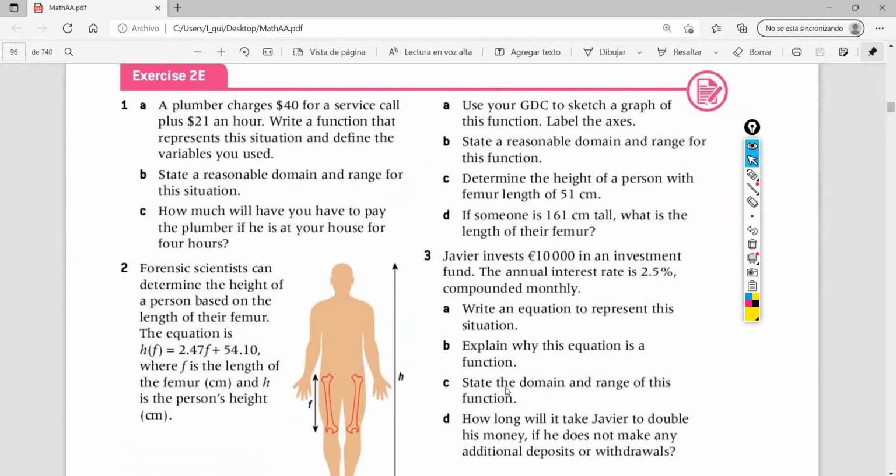This one, number 3. Don't worry about this one, guys. It's not going to be in the exam. You don't have to do it. I'm not going to explain it. And the reason is that I want to talk about interest rate when we study the exponential and the logarithmic function. At the moment, I don't think it's necessary to do this problem.